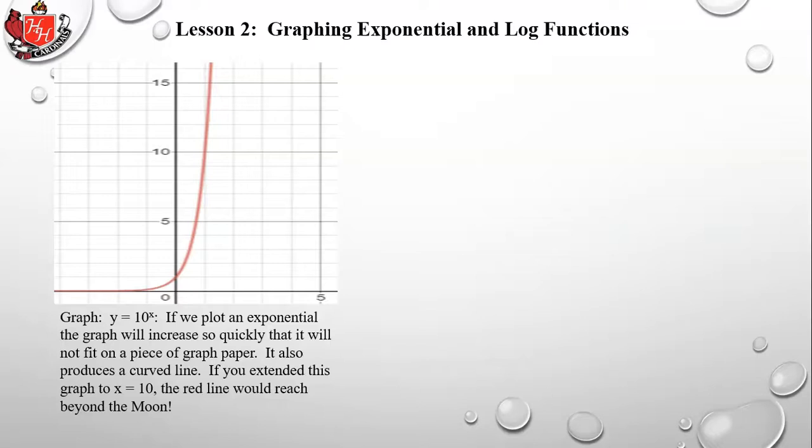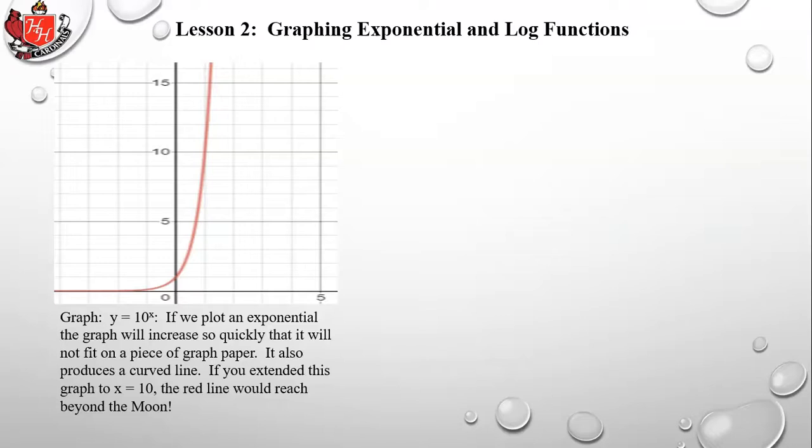So if you look at this, by the way, from 0 to 10 on my computer screen, you may be looking at it on a cell phone or a smaller computer. On my computer screen, 0 to 10 is about 1.5 inches. So if you extended that graph all the way up to x equals 10, that is y equals 10 raised to the 10th power, the red line would reach beyond the moon. That's how fast that line would grow. That's crazy. It's hard to believe that's true, but it is. So the red line would go beyond the moon.